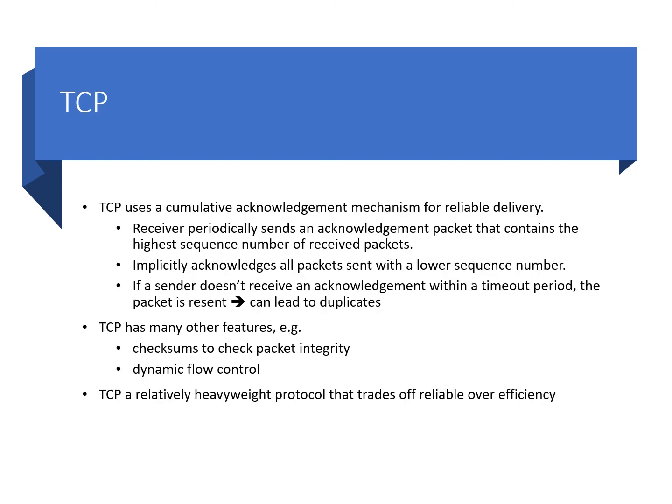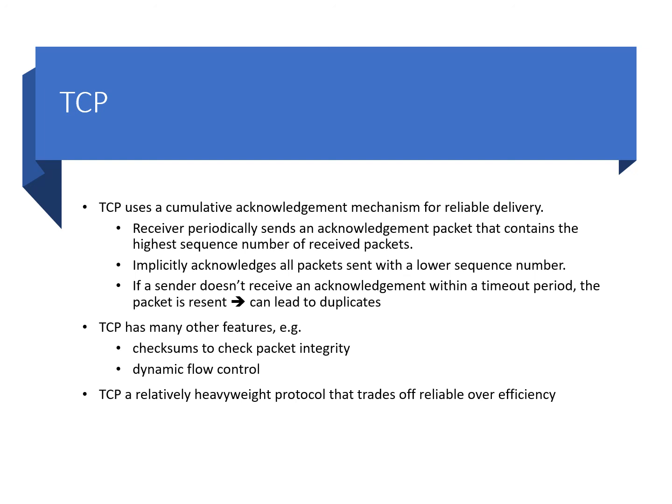TCP is a reliable protocol, and reliability is needed as network packets can be lost or delayed during transmission between the client and the server. To achieve reliable packet delivery, TCP uses a cumulative acknowledgement mechanism. This means a receiver will periodically send an acknowledgement package that contains the highest sequence number of the received packets. This implicitly acknowledges all the packets sent with a lower sequence number. If a sender doesn't receive an acknowledgement within a timeout period, then a packet can be resent as it is assumed to be lost.